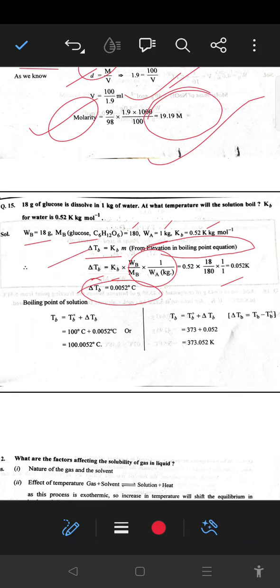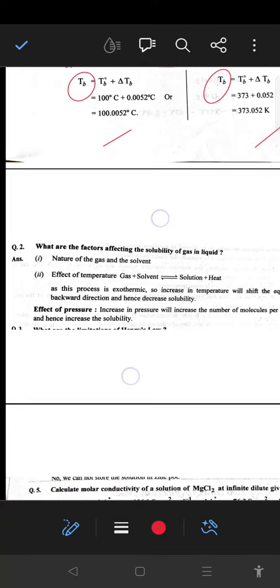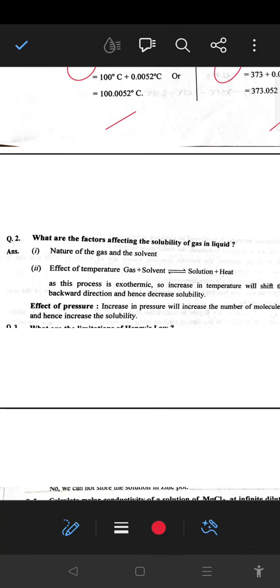So can we use delta Tb and find out the boiling point of solution, that is Tb, in both forms, that is in degree centigrade as well as in Kelvin.